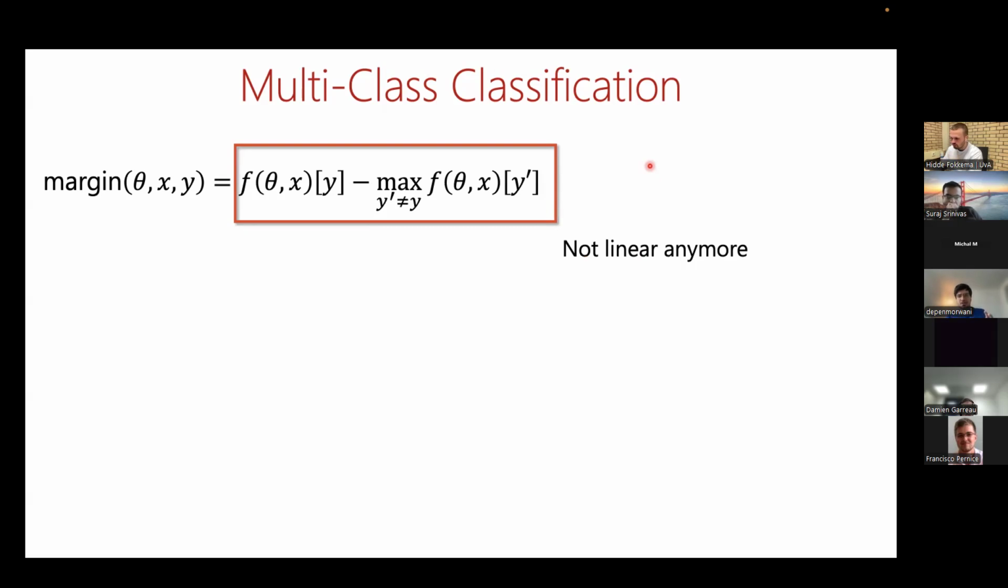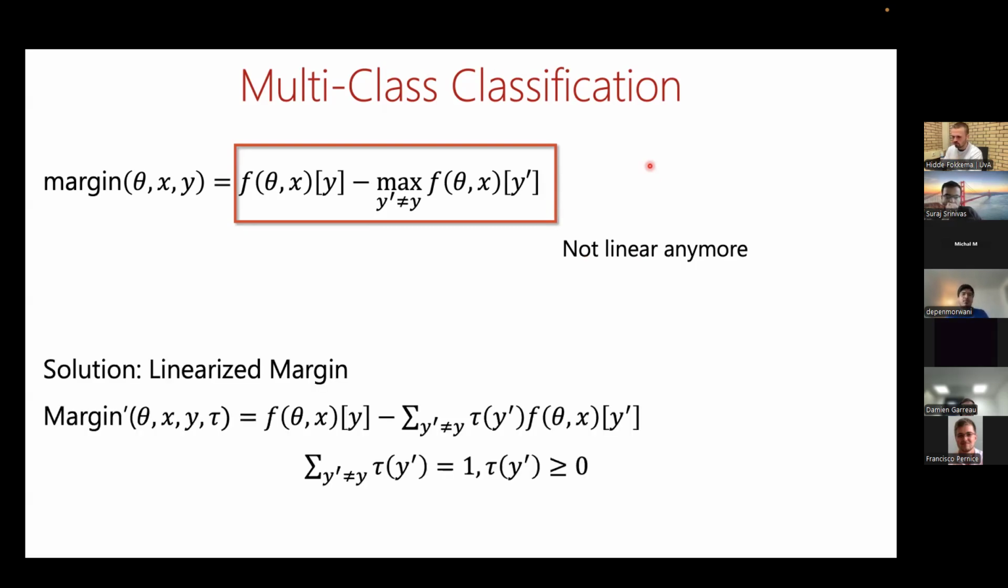So for getting around this, we are going to do something called margin prime, which we call linearized margin. We are just going to put some weights on all the classes which are not the true class, such that the weights are positive and the sum of the weights is one, and we are going to solve exactly what we did, but for this particular linearized margin. Now the whole proof works. We have a linear margin, and the entire technique goes through.